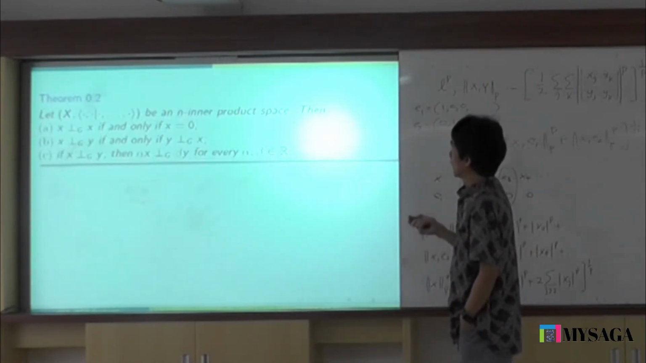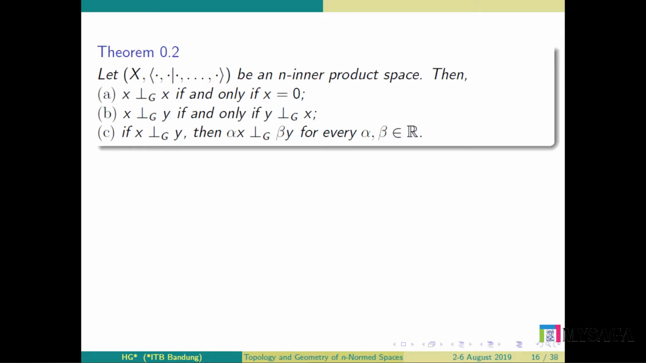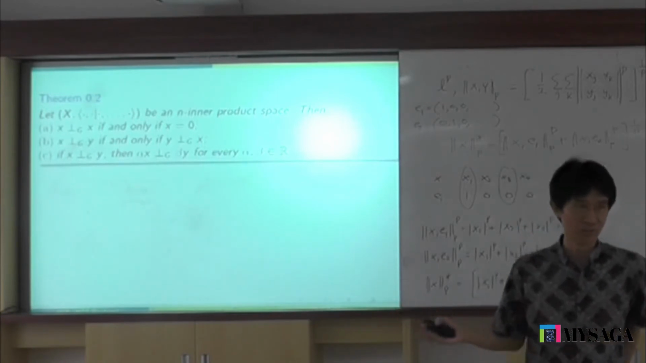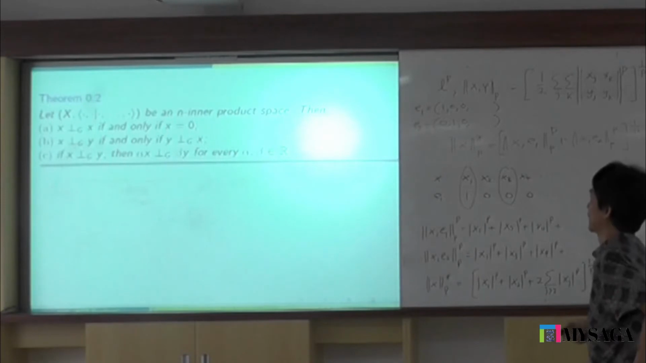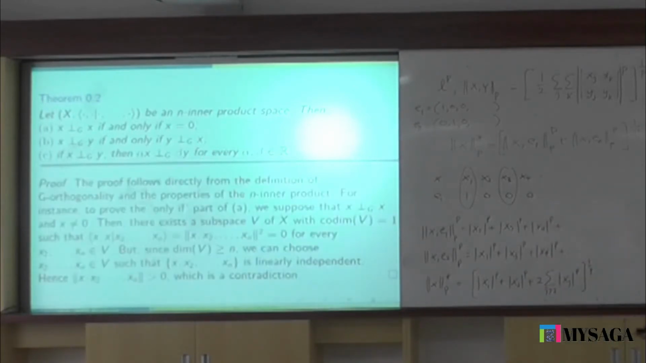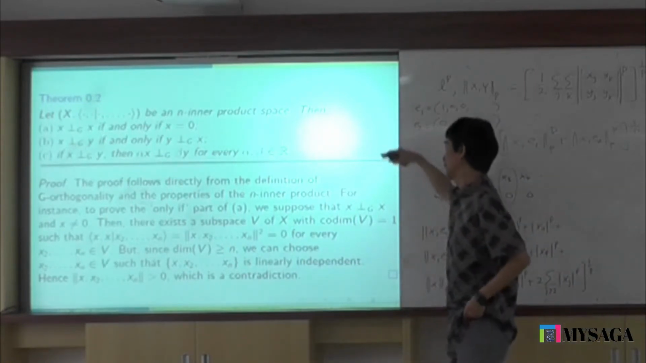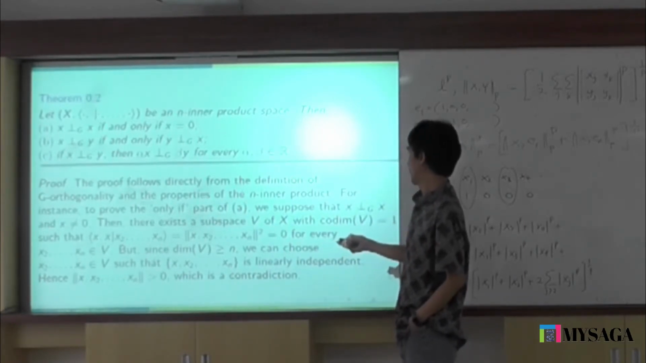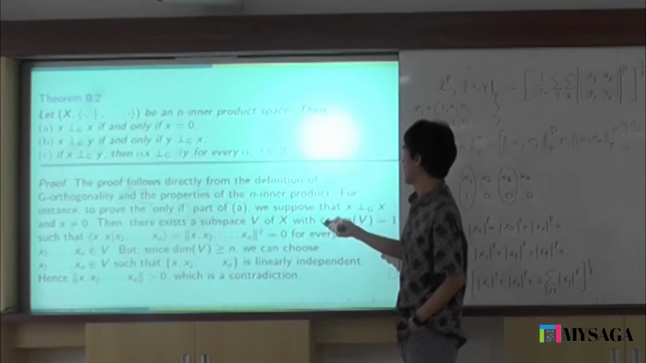We can prove that the orthogonality satisfies these properties: non-degeneracy and symmetry. We have symmetry here, and this is homogeneity. Not all properties. Maybe we can check the continuity also, but I don't write all of them here. The others are exercises. So I don't prove everything here. I just give an example to prove the only if part of A, meaning if you have this, then x must be 0.